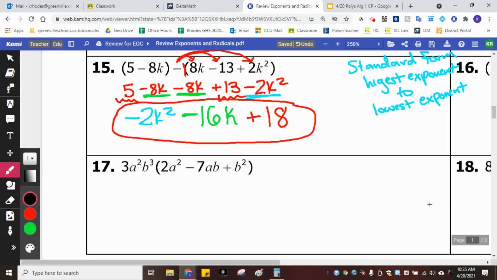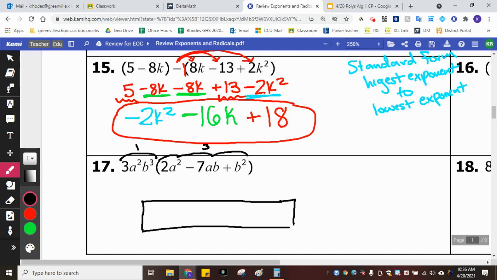With multiplying, I kind of like to use box method with multiplying just because it helps you line everything up. So this is one term, right, by 1, 2, 3 terms. So I'll have one box by 3 boxes. If you don't like doing box method and you just like to multiply it, that's fine. And each term gets its own box. So this one term, 3a squared b cubed, goes on the left. And on top, each term gets its box.